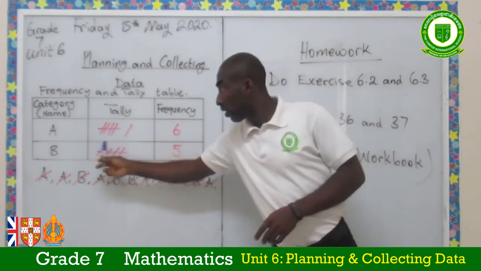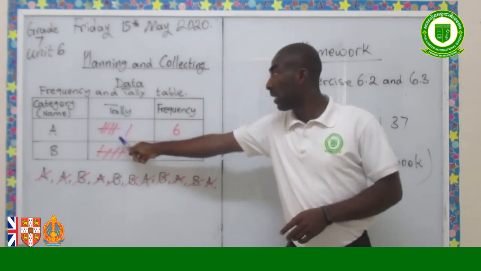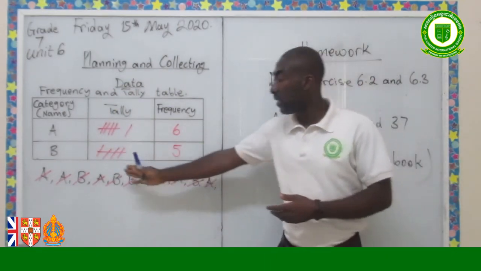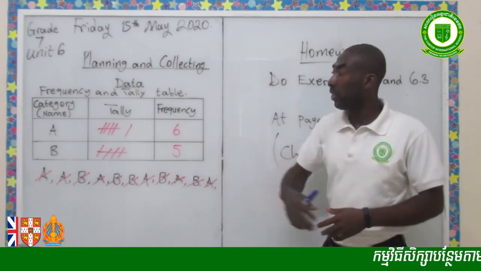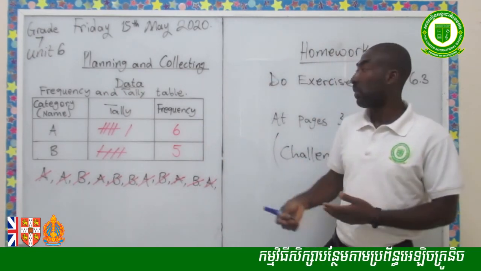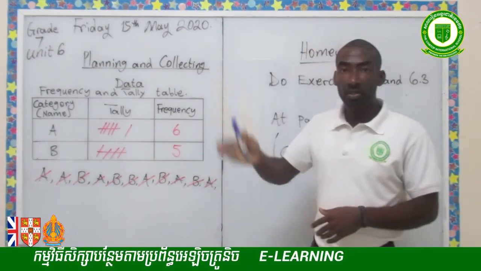It's in 3 columns. You have your category, that is the name. You have your tally, that is the number of times that you see the value that you are looking for. The frequency also shows the number of times, but the frequency is in numbers and tally is in stripes.